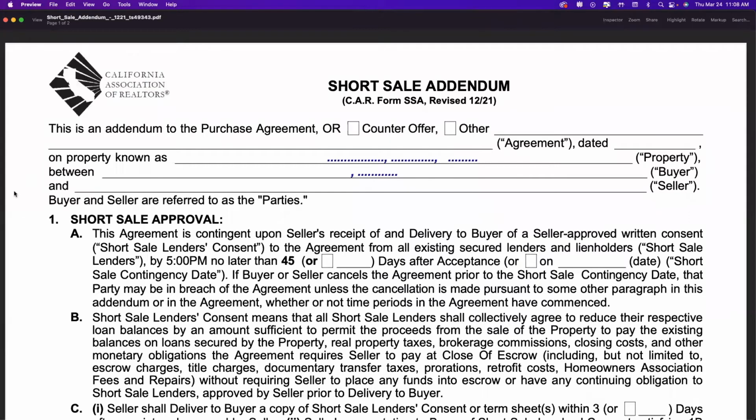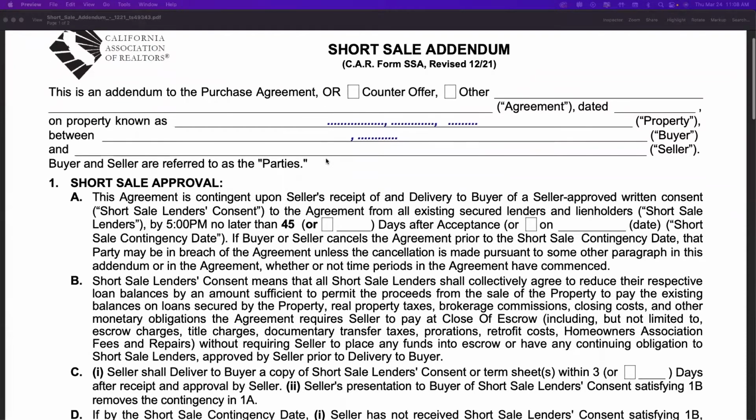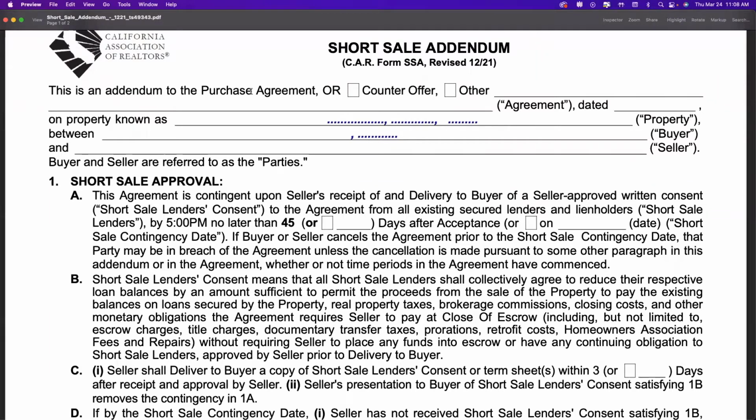So this is what you're going to add to your purchase agreement if you're writing an offer on a short sale. What it's going to do is add some terms that the purchase agreement doesn't have, to help protect the buyer and to set some standards for how we're going to handle this short sale escrow. So obviously, the default is that this is an addendum to a purchase agreement.